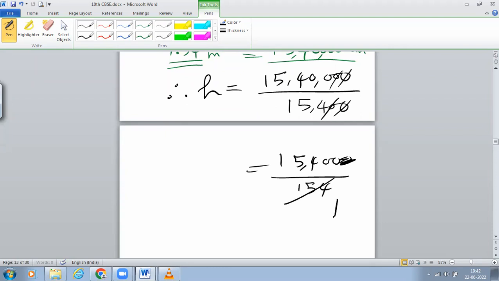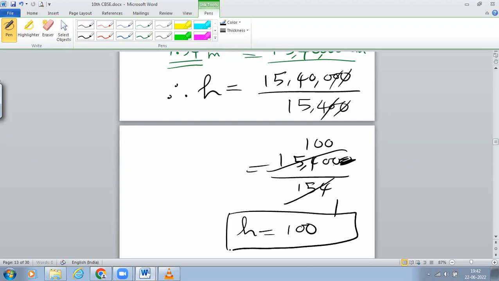Therefore, 154 ones are 154. Here also 154 ones are 154. We have 2 more zeros here. Therefore, 100 into 154 is 15,400. Hence, the value of height is equal to 100 centimeter. Therefore, the height of the cylinder is 100 centimeter. Are you able to understand this?